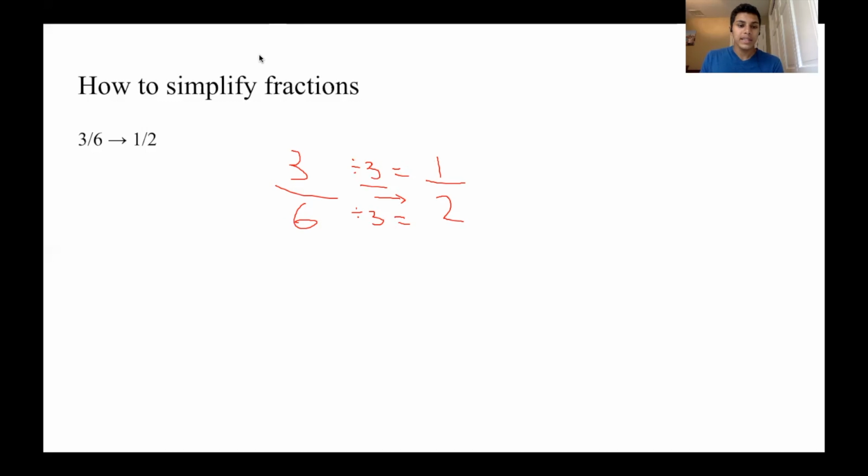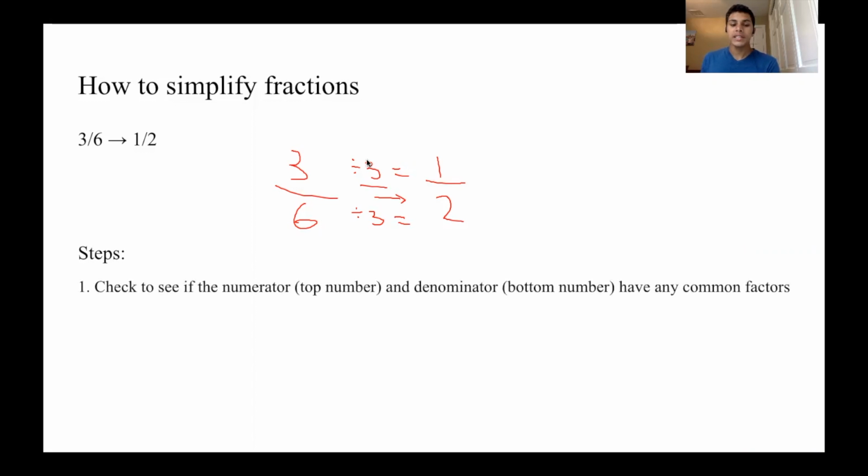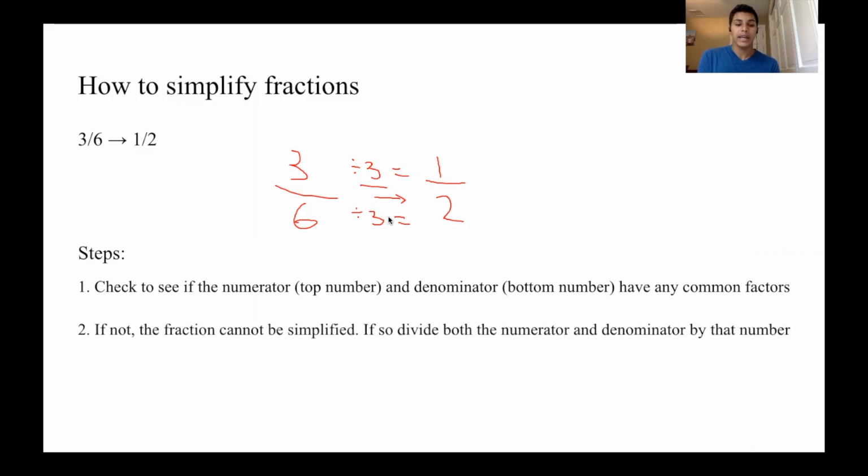So if we were to write these steps out for how to simplify fractions, here would be the 3 steps. First, check to see if the numerator and denominator have any common factors, which remember is numbers that they're both divisible by. In this case, for 3/6, it was 3, because both 3 and 6 can be divided by 3. The second step is to actually divide it by that number. Now, if they don't have any numbers in common that they can be divided by, then that's what we call the most simple fraction. And the number 1 doesn't count because any whole number can simply be divided by 1.